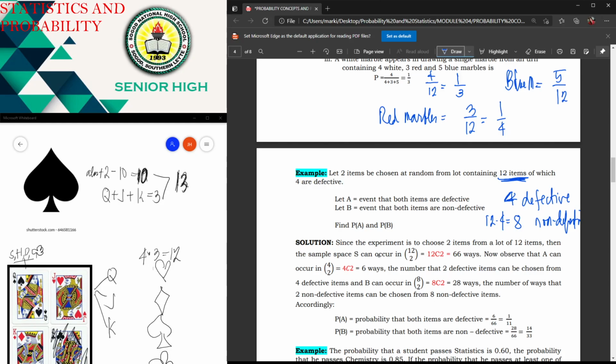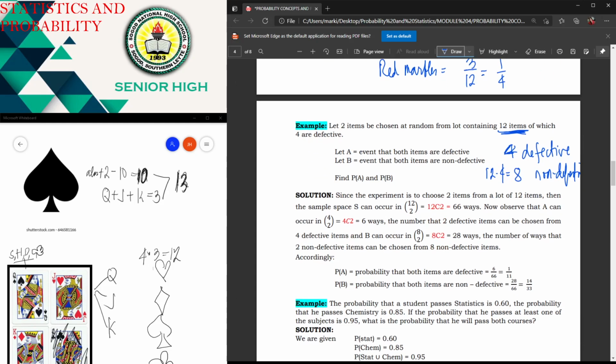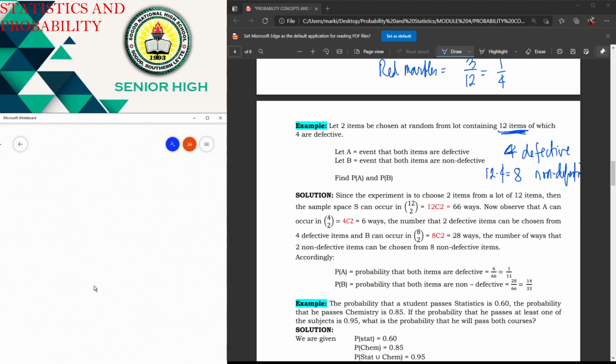First, we have to get the total. The first thing is there is no restriction, meaning it could be defective or it could be non-defective, so that's why we have 12 combination 2. So what is again the formula of combination? We have n combination r is equal to n factorial over r factorial times the difference of n minus r factorial. So that's why we have 12 combination 2, because we are going to choose 2 items at random from a lot containing 12 items. By this, there is no restriction, it could be defective or non-defective.